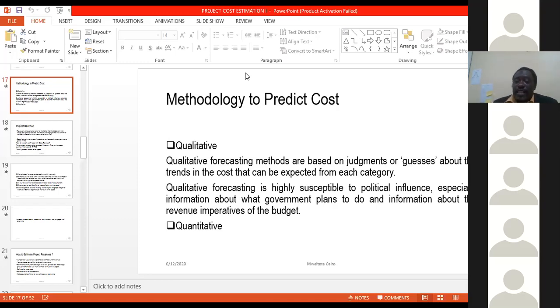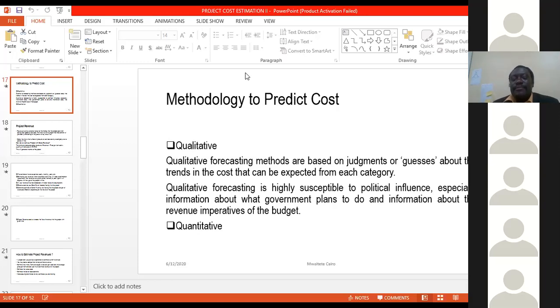So you can use your experience, okay? You can use your personal experience. What is your experience when it comes to costing? How much is the cost of electricity? You can use the past information to predict the future, and you can predict it accordingly.